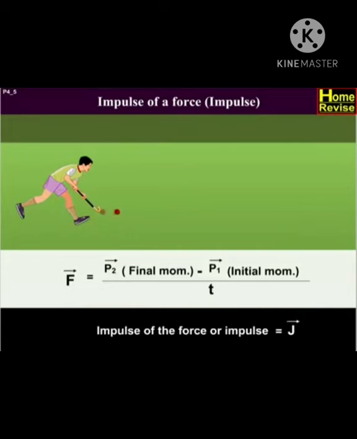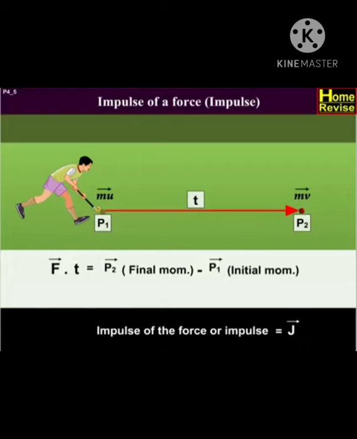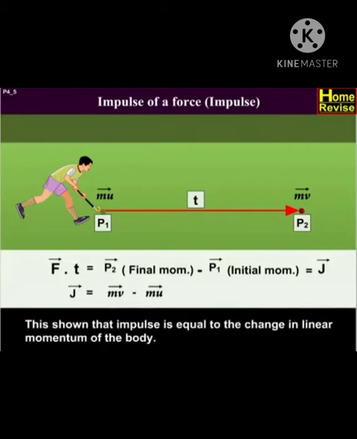Impulse of the force, or impulse vector F dot t, is equal to vector p2 minus vector p1, that equals vector j, that equals m vector v minus m vector u. This shows that impulse is equal to the change in linear momentum of the body.